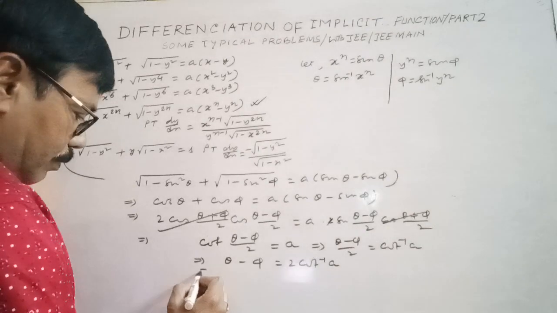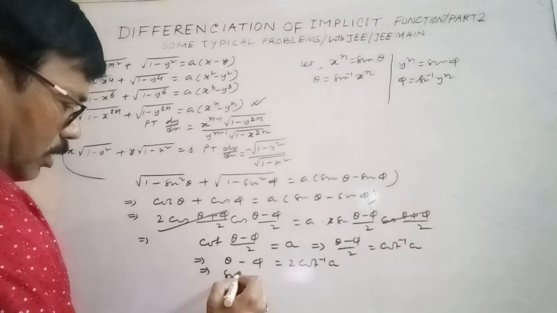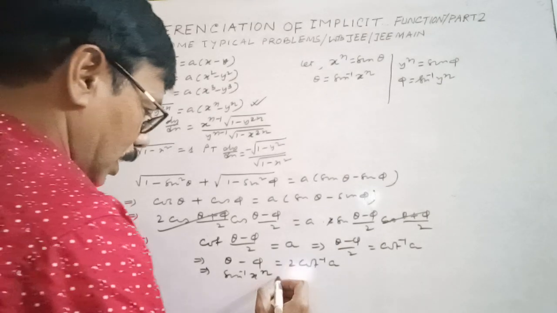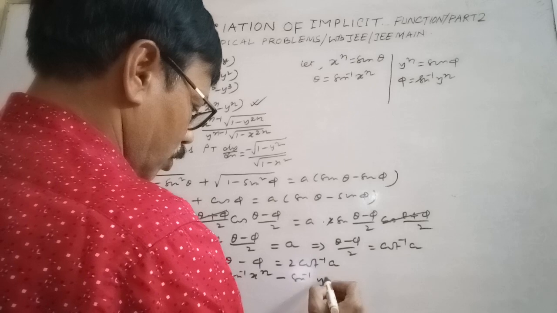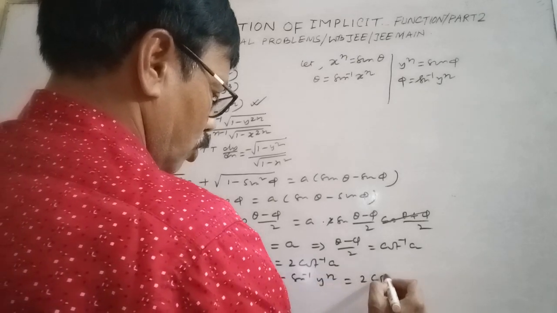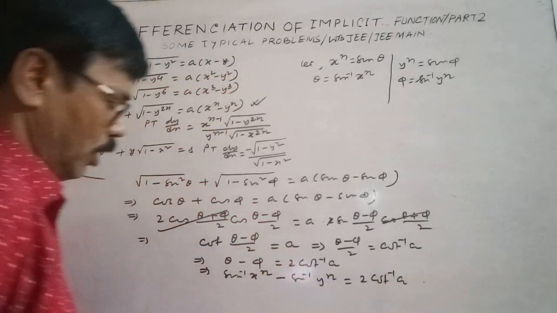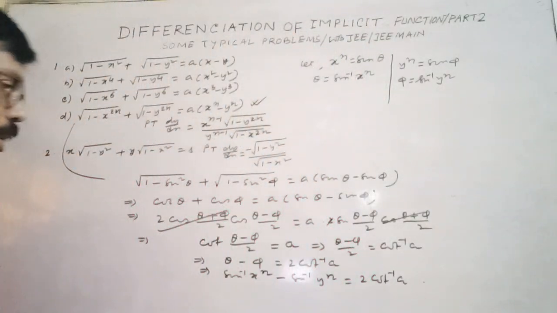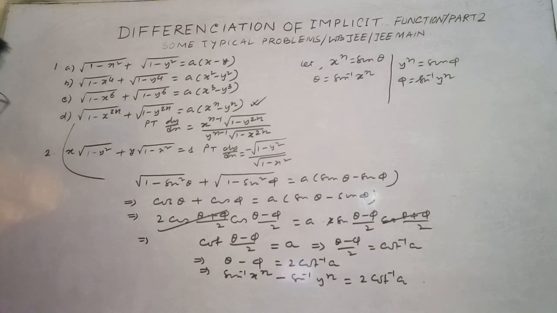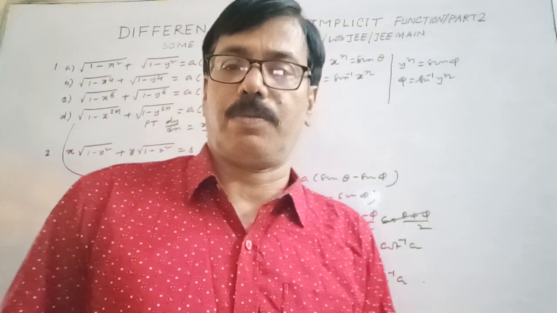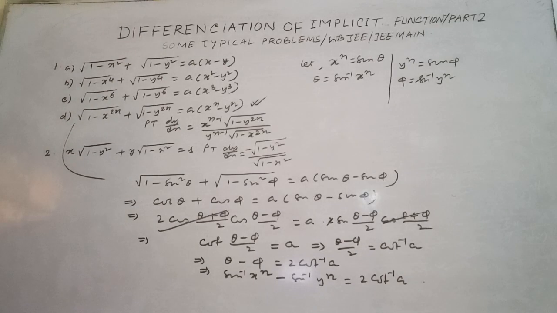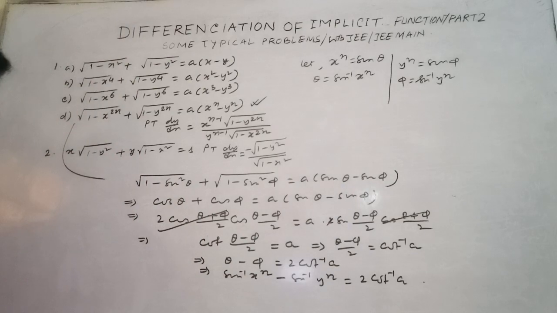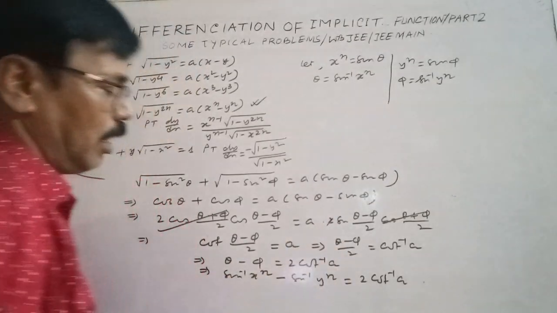So what is theta? Sine inverse x to the power n, minus sine inverse y to the power n, equals 2 cot inverse a. So this is free from the root. I have already stated while discussing the derivative of inverse circular functions that if you put a trigonometric transformation, then you have to take the derivative in the last step.